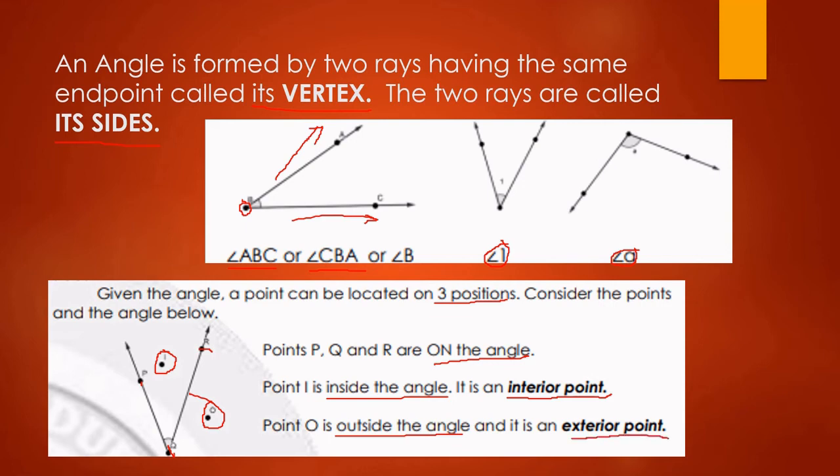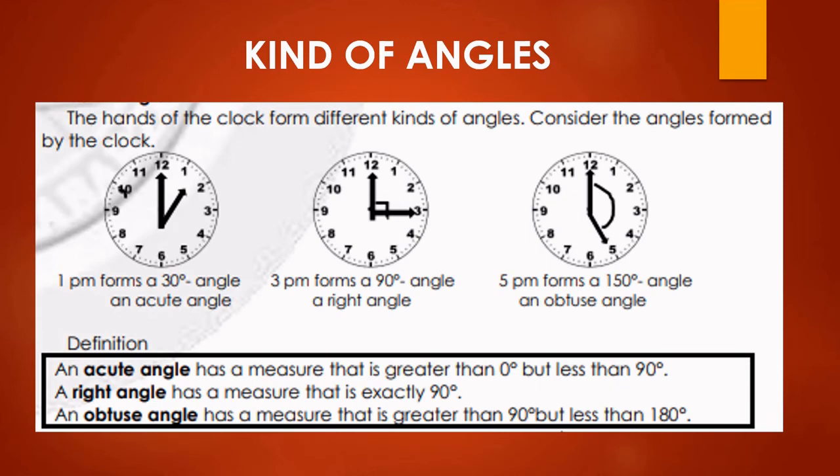How do you measure an angle? So you will use a protractor. So a protractor is an instrument that is used to measure an angle. And the unit of measurement of an angle is degree. So the hands of the clock form different kinds of angle.